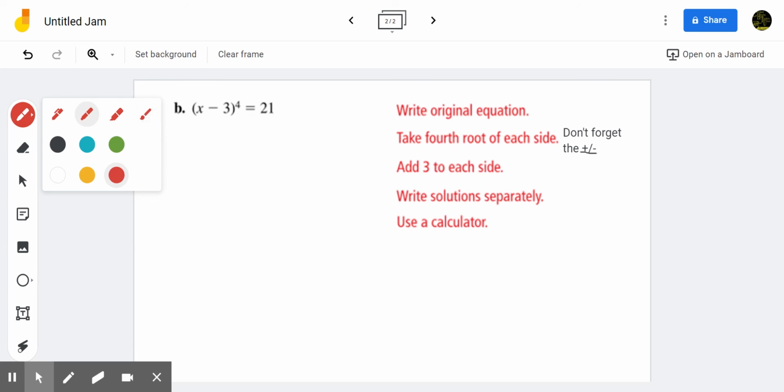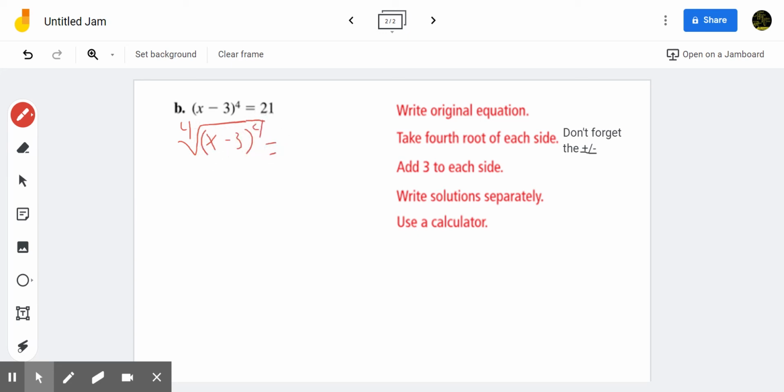So the first thing we're going to do, again, we're going to take that 4th root of x minus 3 to the 4th. That will undo raising it to that exponent on that side. And we're going to take the 4th root of 21 over here. Now, if you check in your calculator, you will see that there is not an integer answer for the 4th root. Again, plus or minus. So plus or minus the 4th root of 21. And then we want to solve for x.